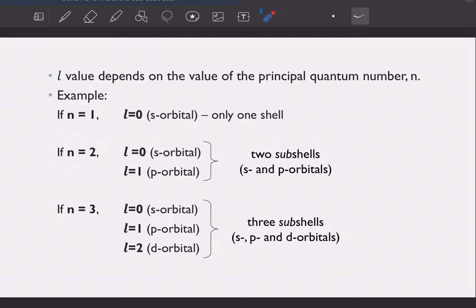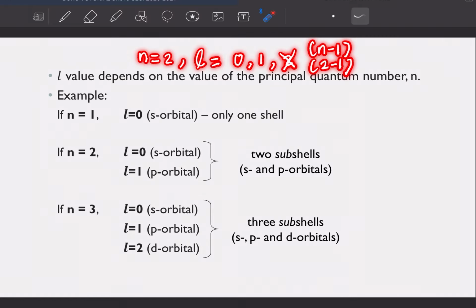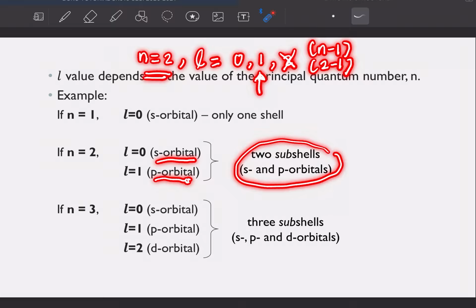Let's say if you have n equals 2. Your L can be 0 and n minus 1, which is 2 minus 1, which is 1 only. Can you have L equals 2? No, you cannot, because the maximum of your L is n minus 1. In this case, it is 2 minus 1, which is 1. So in the second shell, when n equals 2, you can have 2s orbital, which is spherical shape, and 2p orbitals, which are dumbbell shapes. So you have 2 subshells, s and p orbitals.